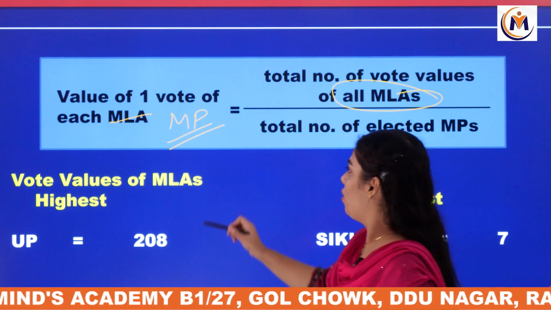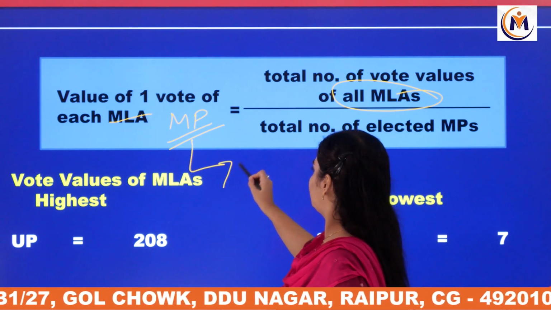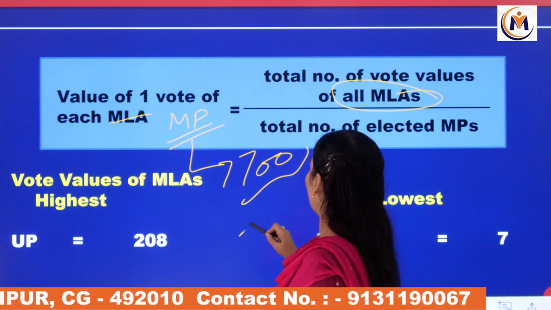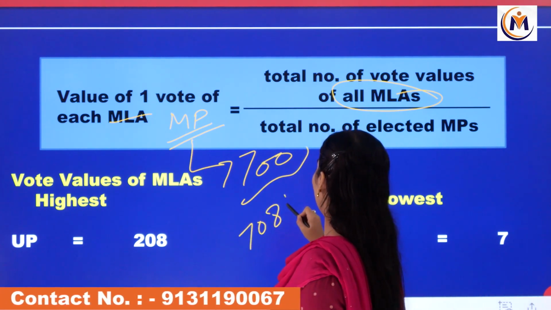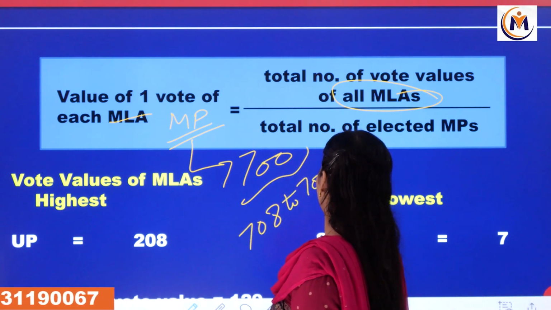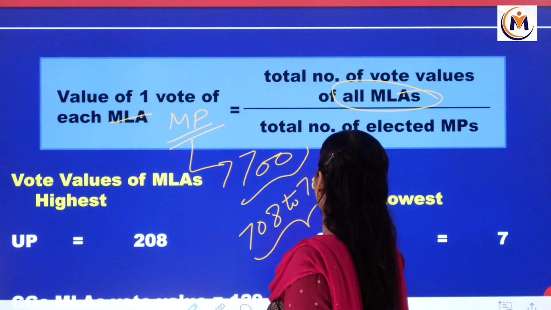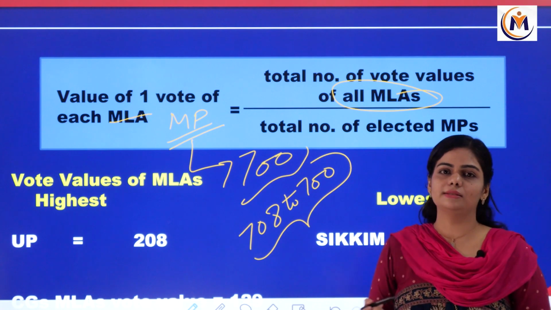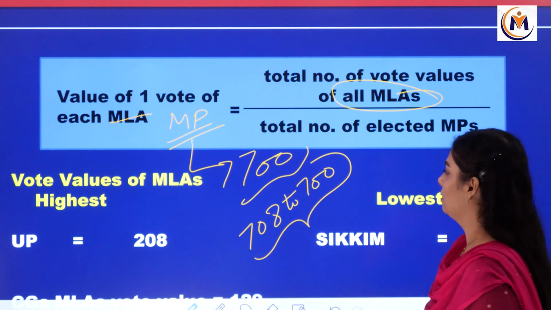This time the value of vote of each MP was roughly around 700. It has gone down from 708 to 700. Why? Because of the removal of article 370 and the existence of Leh Ladakh as UTs.